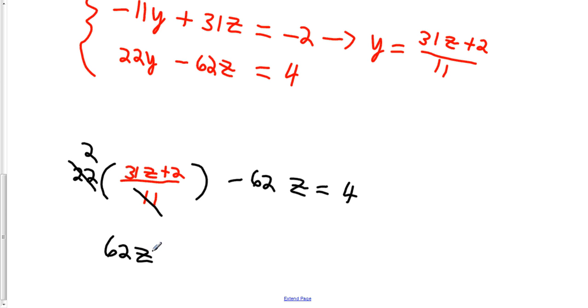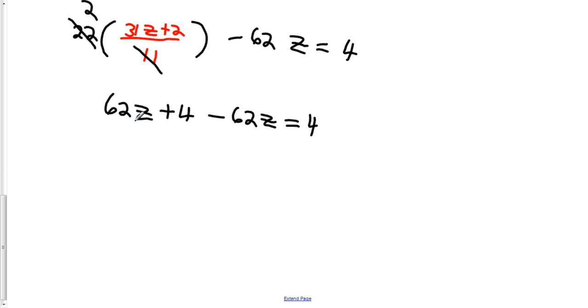62z plus 4. Then I have this minus 62z, and it's equal to 4. And once again, I have the case where the 62z and the negative 62z cancel, leaving me 4 is equal to 4. And if you wanted to, you could subtract 4 from both sides, giving you 0 is equal to 0.